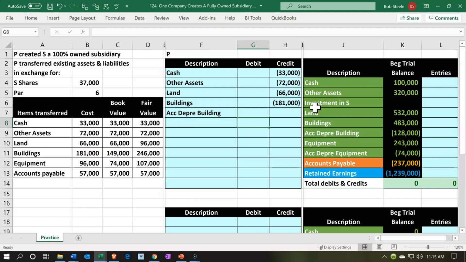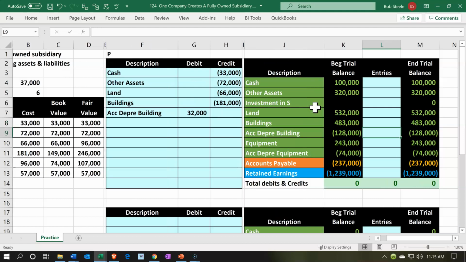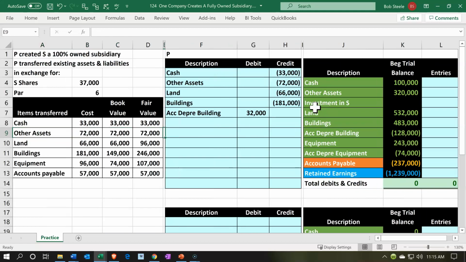So in any case, we've got the accumulated depreciation, which is going to be the difference between the cost and the book value. It's going to be a debit because it's a contra asset account. And we can see here on the trial balance, it has a credit balance. So we're going to make it go down by doing the opposite thing to it, which is a debit. Okay, so let's go back on over.